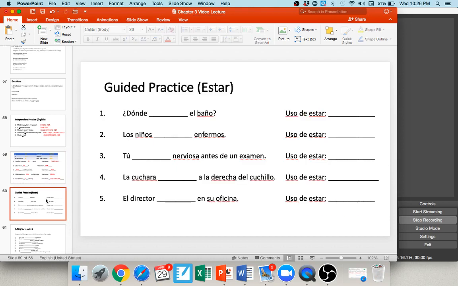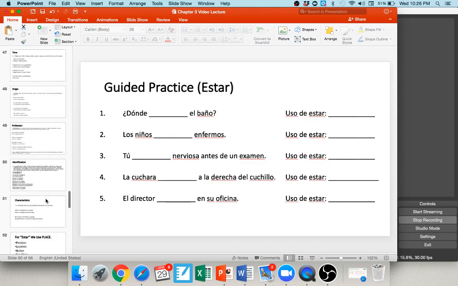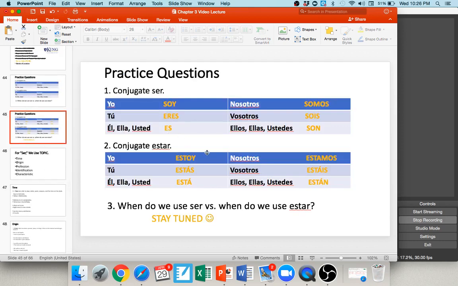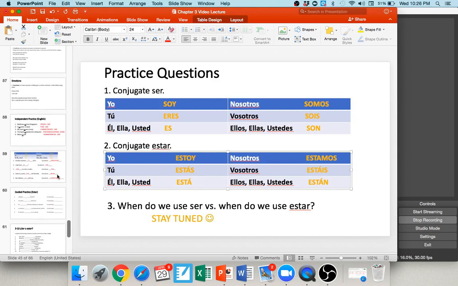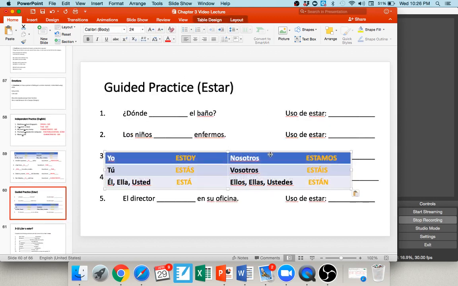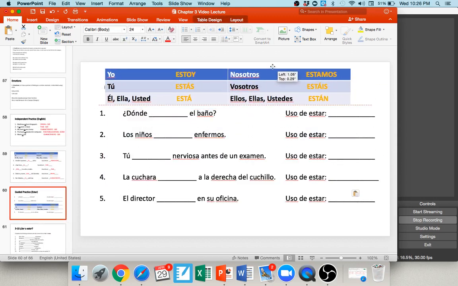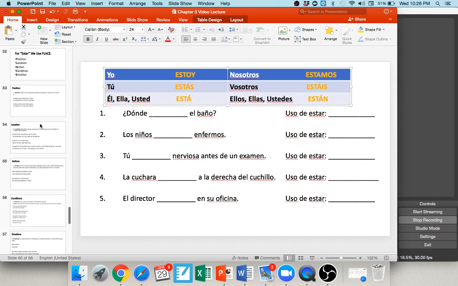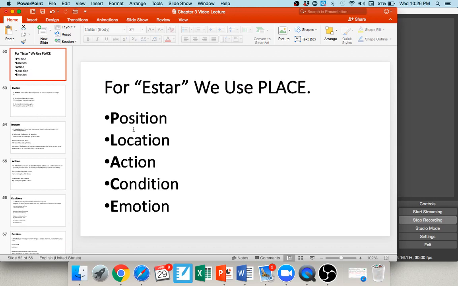All right, now we're going to do a little guided practice using estar, okay? So, again, you need to know your estar conjugations. I'm going to put them up here on the slide for you. You have estoy, estás, está, estamos, estáis, and están. I'll throw those up here for you so you have them. Okay, remember you're using a reason from PLACE to justify why we're using estar. So position, location, action, condition, or emotion.